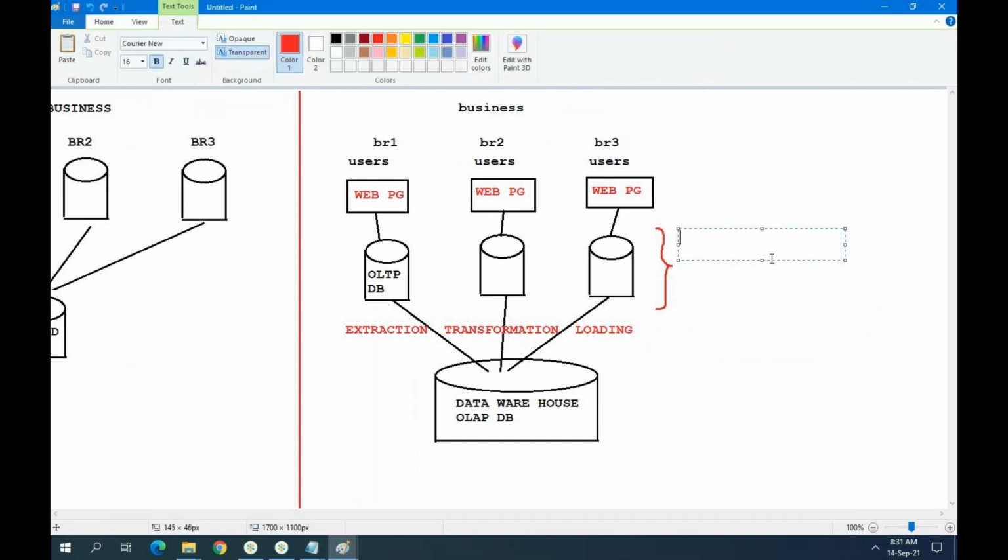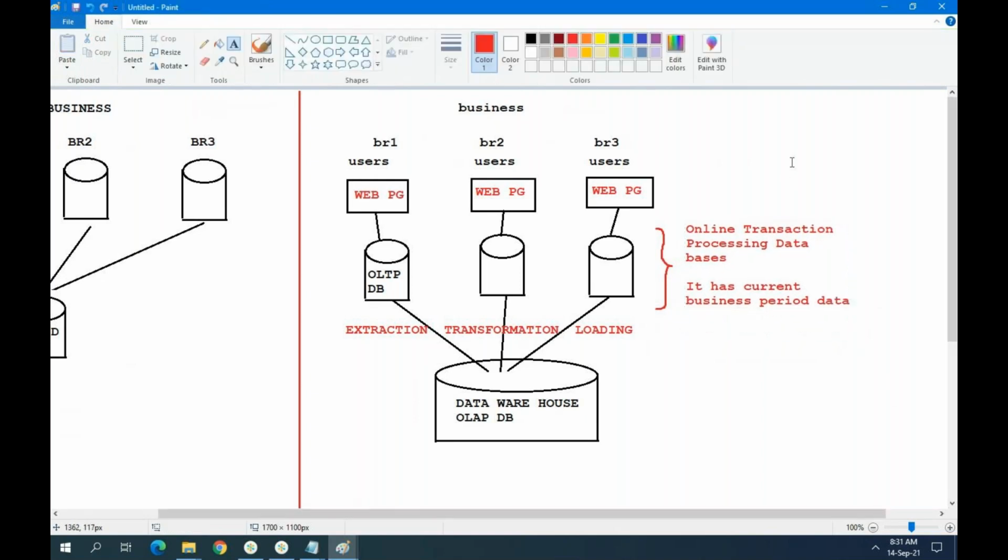OLTP databases, online transaction processing databases. What is this? It contains current business period data. It contains transactional data. So it has current business period data. What is the current business period?